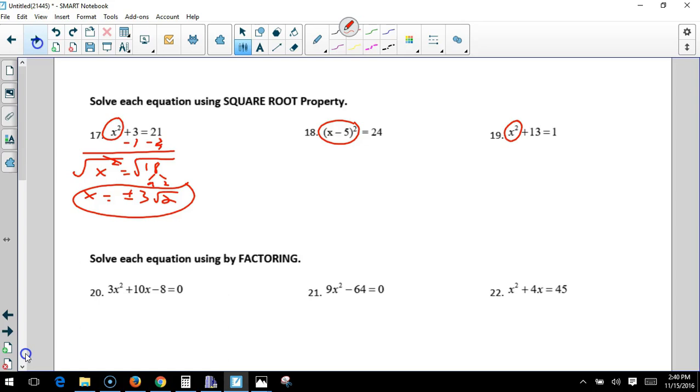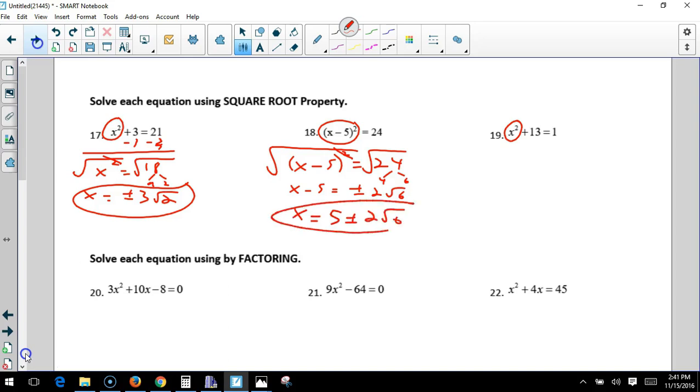Okay, this one is already by itself, so I can just attack it. I'm going to rewrite it though, just to not have too much stuff going on. To get rid of that, I square root here. That gives me x minus 5 equals plus or minus, again, I'm just going to do this right here, 4 times 6. Square root of 4 is 2, so that's 2 root 6. Now I'm just going to add 5 to both sides to move the negative 5 over, and I get 5 plus or minus 2 times radical 6.